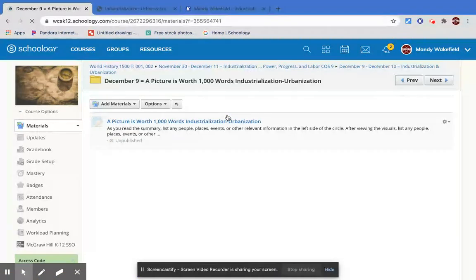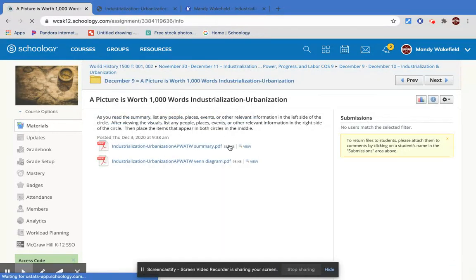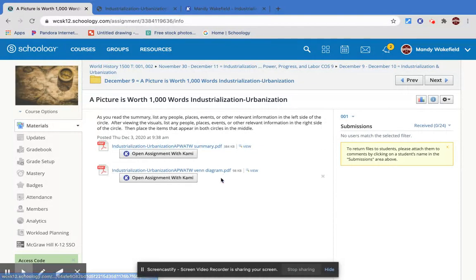So if you remember, this is that Venn diagram. With this one, guys, it looks like you're going to have two things to open here. This bottom one that says Venn diagram, you need to make sure that you open in Kami, because that's going to be the only way that you're going to be able to type on it. This top one, if you'll just click the summary, the PDF, don't click in Kami, but click here to open it. That will prevent your work from being typed over the summary.